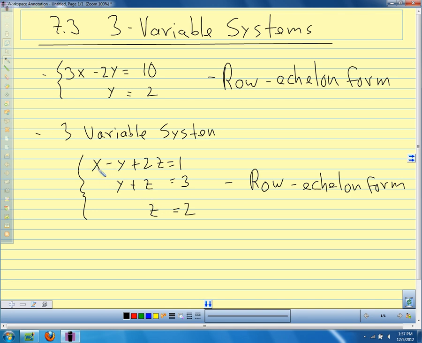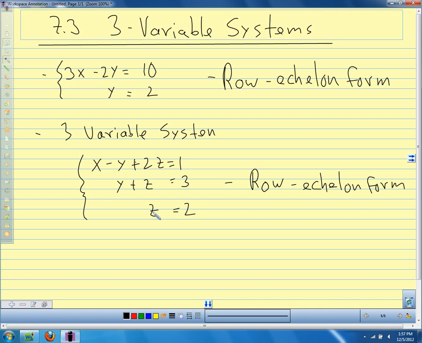What row echelon form means is we have this kind of reverse stair step here. We have an x and a y and a z, all three of our variables in the first equation. We have x missing in the second equation, and in the third equation we have x and y missing. So our goal when we're solving three variable systems is to get our system into row echelon form.